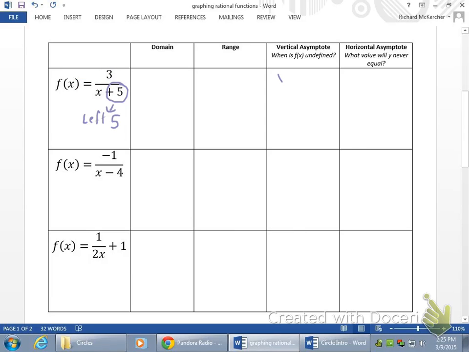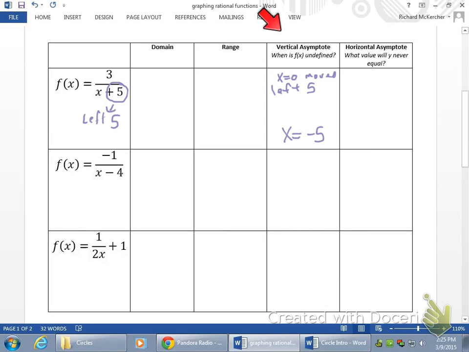But anyways, it's easy to tell looking at that if I move the graph to the left 5, then I'm also moving the asymptote to the left 5. So instead of being at x equals 0, it's now at x equals negative 5 because I just moved it to the left 5. That's one way of doing the vertical asymptote, is just think about it as a graph.